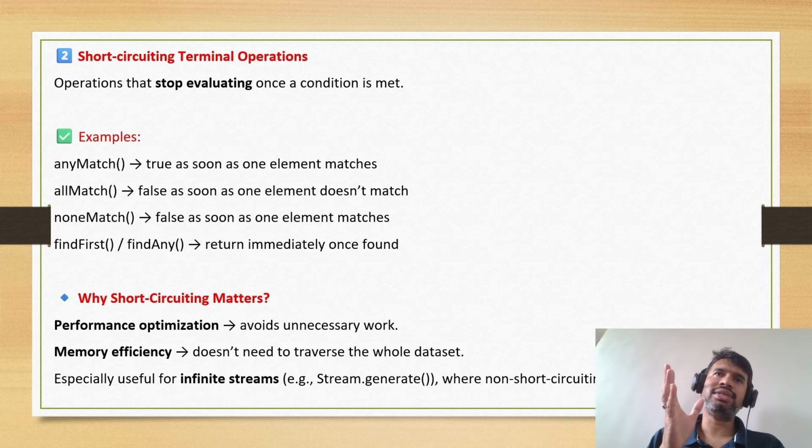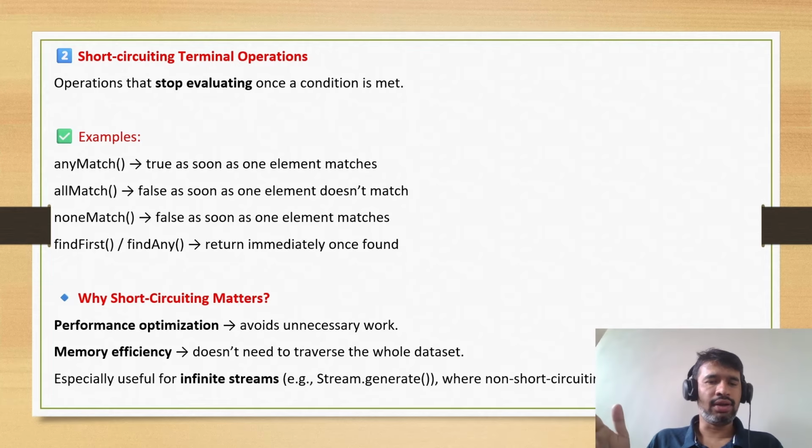So you can just imagine you are processing a large data set. If you don't have short circuit, you have to process all the elements. So it is memory efficient also in the case of short circuit. You don't need a lot of memory to store the details. So it's very useful in the case of, for example, infinite streams or large data streams. So I hope you understood. I'll just show you a simple example and we'll move on to the next question.